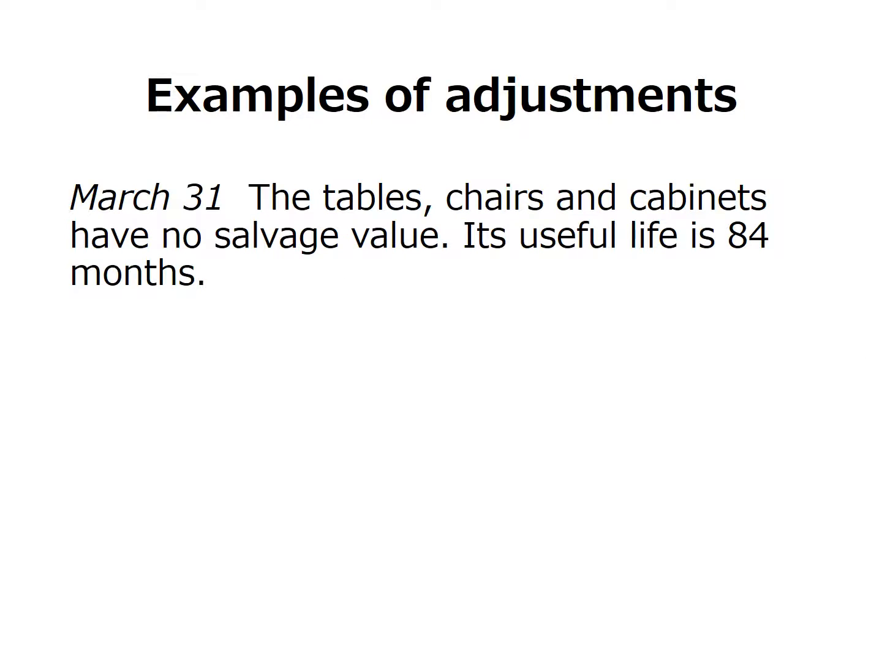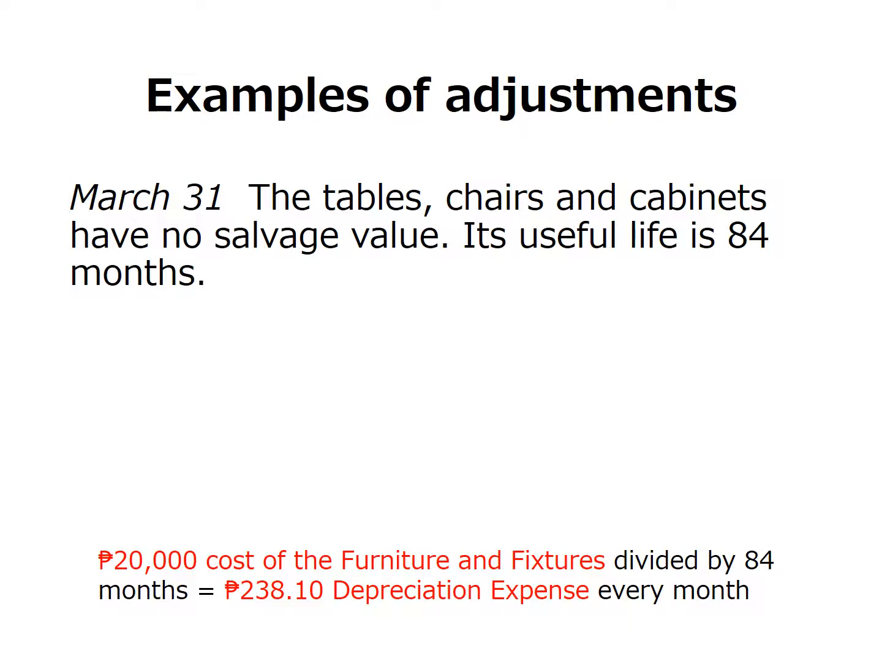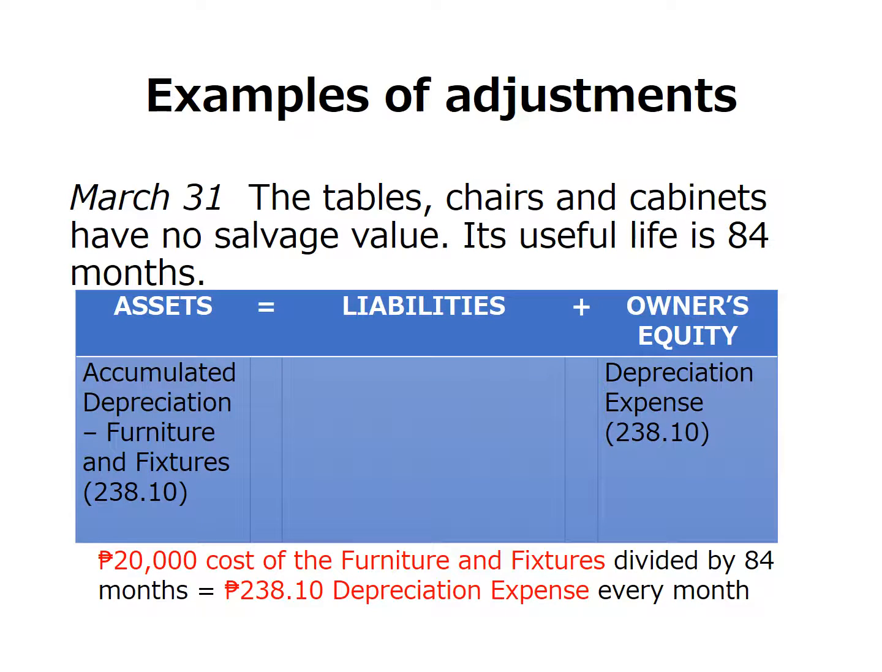Last adjustment, the tables, chairs, and cabinets have no salvage value. Its useful life is 84 months. We are going to compute the depreciation of the tables, chairs, and cabinets. The cost of these furniture and fixtures is 20,000 pesos. Divided by 84 months, the monthly depreciation is 238 pesos and 10 centavos.